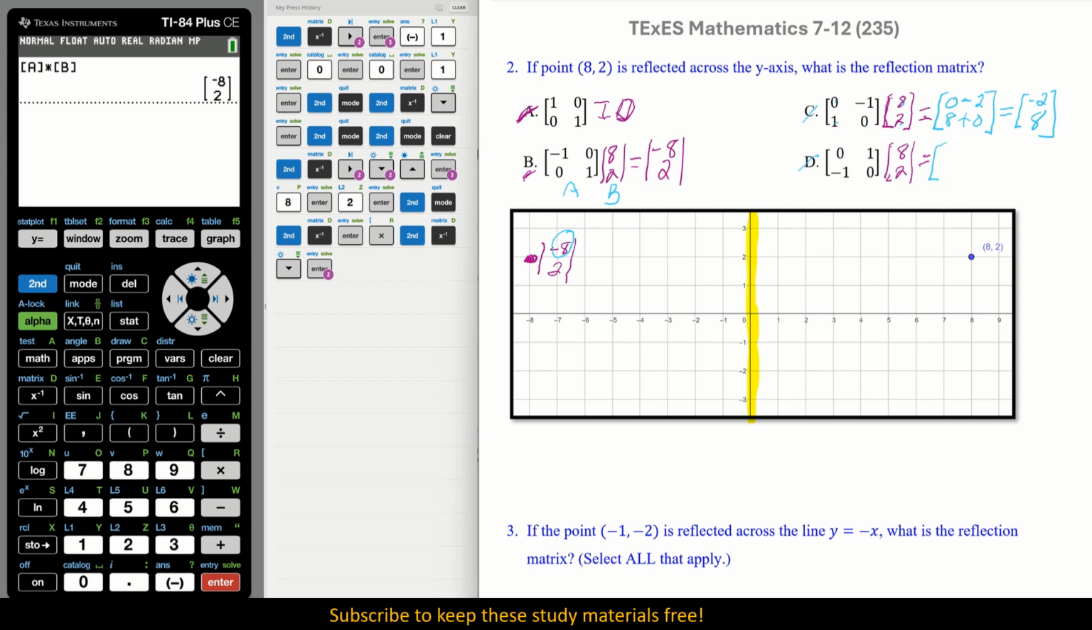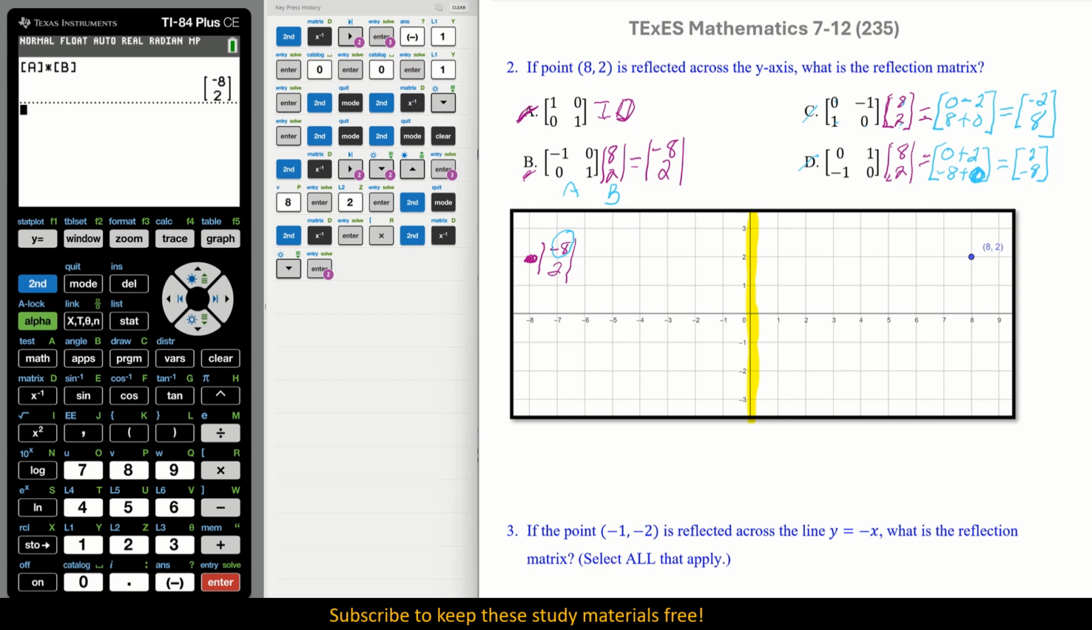Now let's look at the next one. That will be 0 plus 2. Then -8 plus 0. And that result will be... oops, that should be a 0. That will be -8. Again, not what we're looking for. We needed -8 and 2. So that shows you how it would look and how to check it.